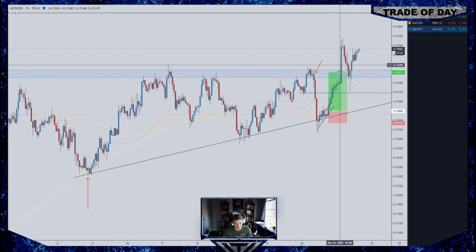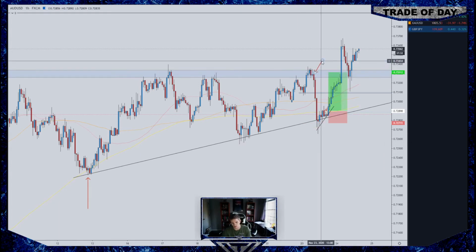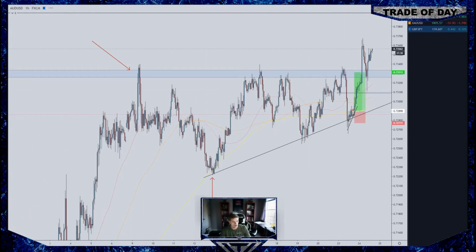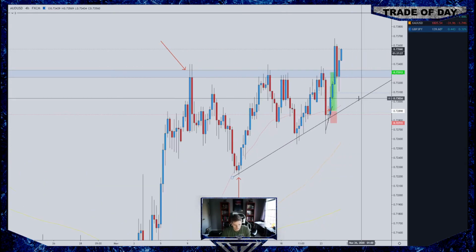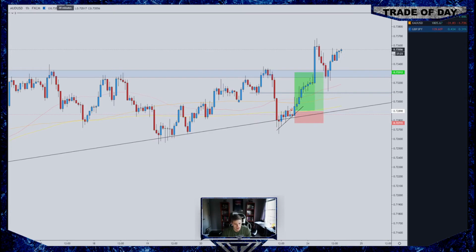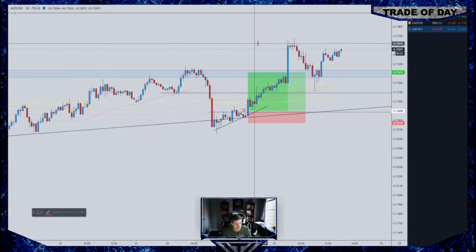Now, I didn't catch this whole move. I just took it all off here. But typically, this is what you want to see. If you go to the 4 hour, it's actually breaking this resistance right here. And on the 30-minute, it came back.